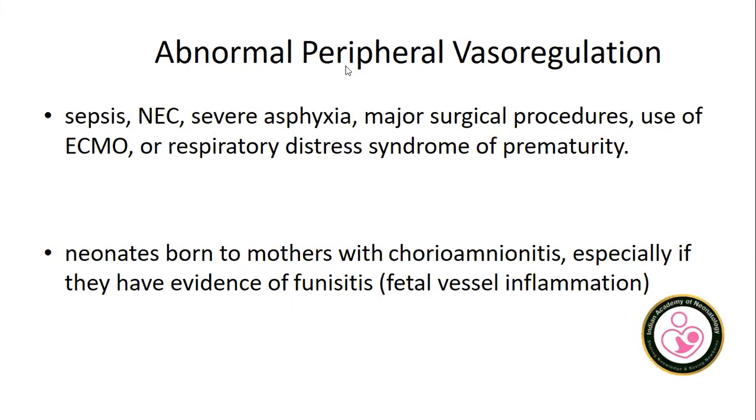Another is the abnormal peripheral vasoregulation. This also contributes to the neonatal shock. It happens in cases of sepsis, necrotizing enterocolitis, severe asphyxia, major surgical procedures, and also the ECMO use and the respiratory distress syndrome of prematurity. All the abnormal vasoregulation can happen. And especially in neonates born to mothers with chorioamnionitis with the evidence of funisitis, where fetal vessel inflammation and abnormal peripheral vasodilation can occur.